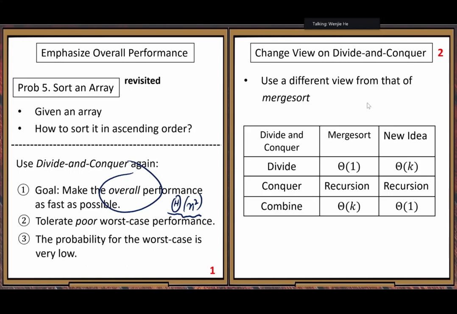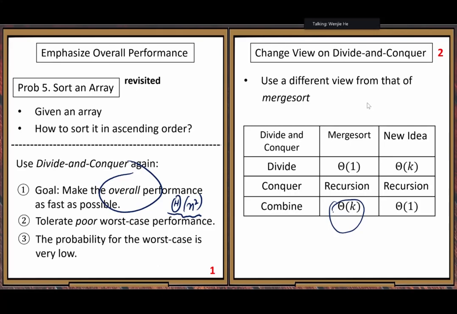But the combine step, you need to do a lot of work at the combine. In our merge step, we need to do our main work here. That's big theta of k. K means the size of the data when we do the merge operation.